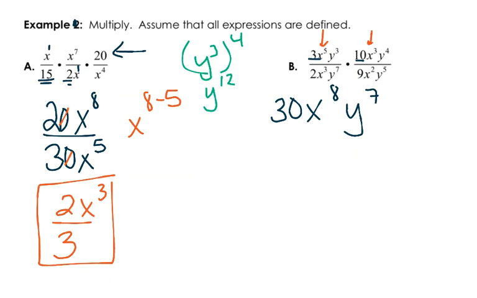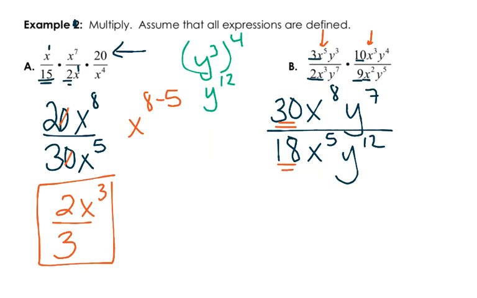Alright, in the denominator, you've got 2 times 9 is 18. Again, you've got 3 x's and 2 x's, so 3 plus 2 is 5, x to the 5th. 7 plus 5 is 12, so y to the 12th. Now you just need to reduce. So if you look, you've got 30 over 18. Those are both divisible by 6. So 30 divided by 6 is 5. 18 divided by 6 is 3.